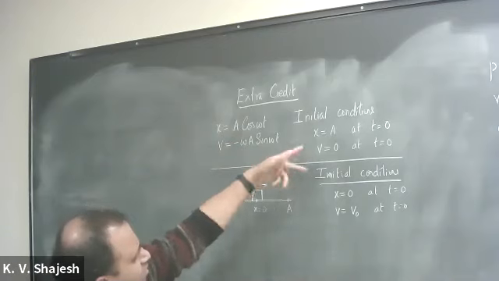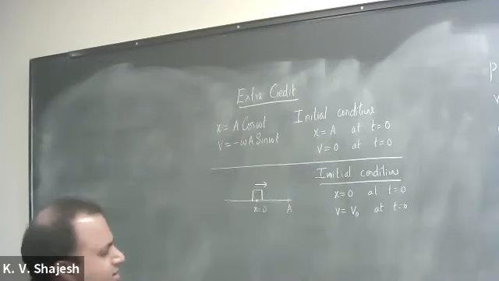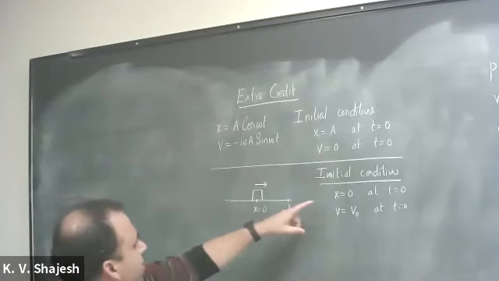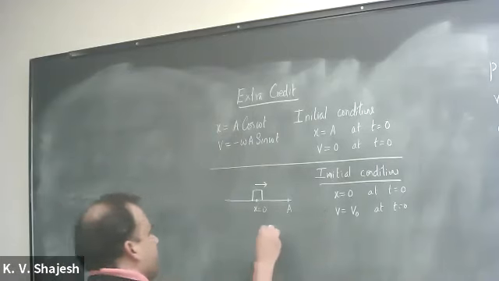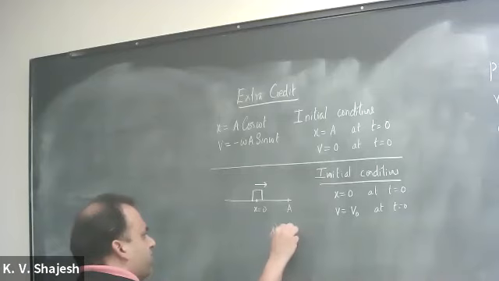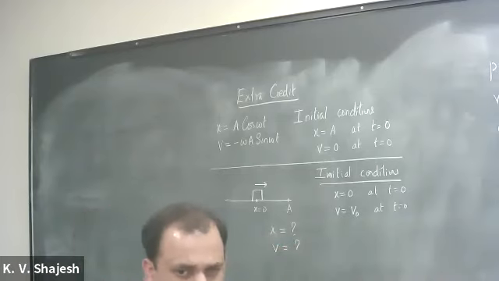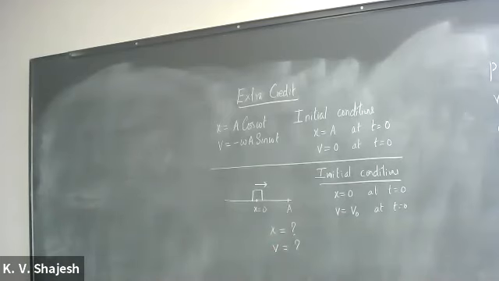So think of reversing this, right? So have that in mind and try to write down the solution for this initial condition. So the question is, what is x and what is v for these new initial conditions?